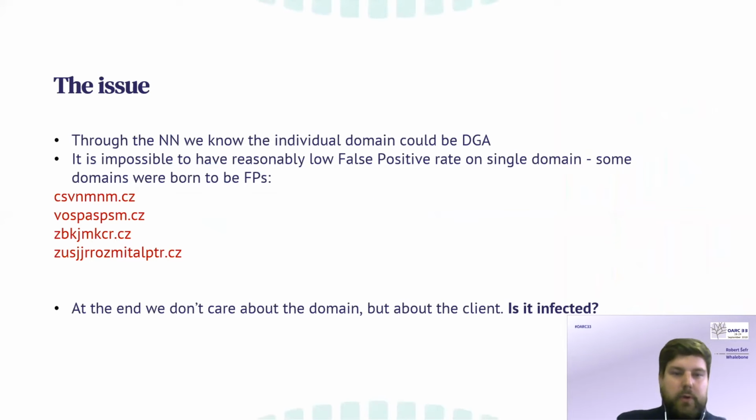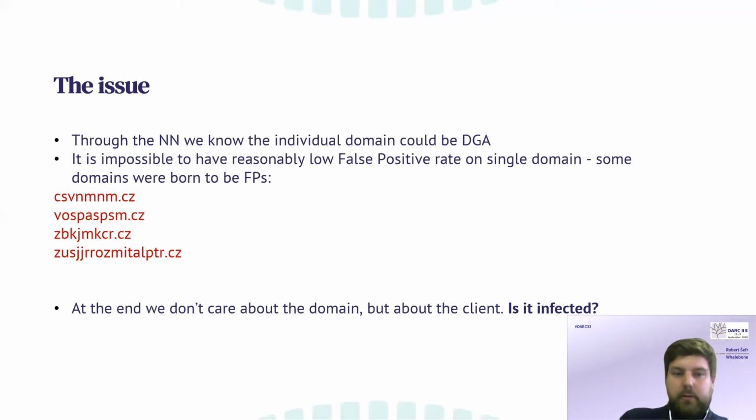I have a few examples here of some of the domains that are actually valid domains. I've picked the domains from Czech Republic, from the CZ domain, and I really like them. The domains here marked in red, they are valid domains of schools, of public institutions that have, of course, been marked as DGA by the neural network, because even me, I would put them in the DGA bucket if I see them for the first time.